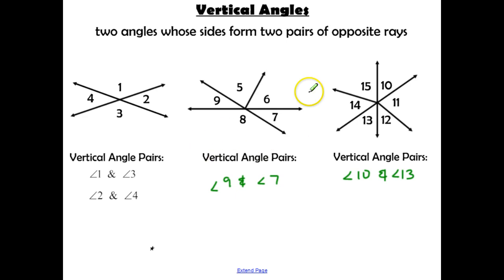Hopefully for the second set, you got angle 9 and angle 7. So angle 9 and angle 7, these are the only ones that actually have two lines that are intersecting each other. So 9 and 7 are the only vertical angles.